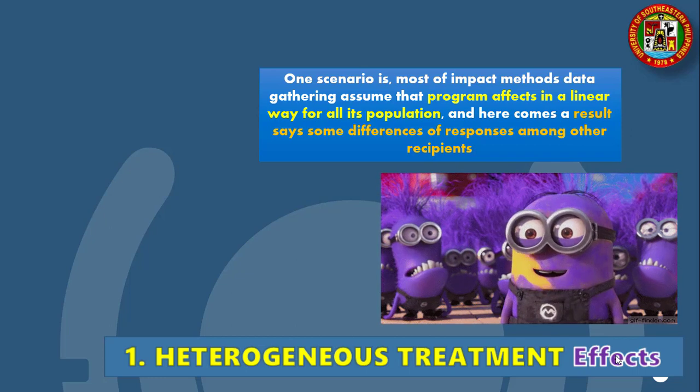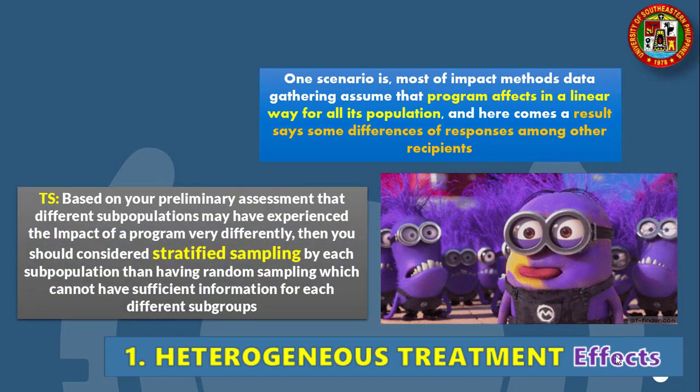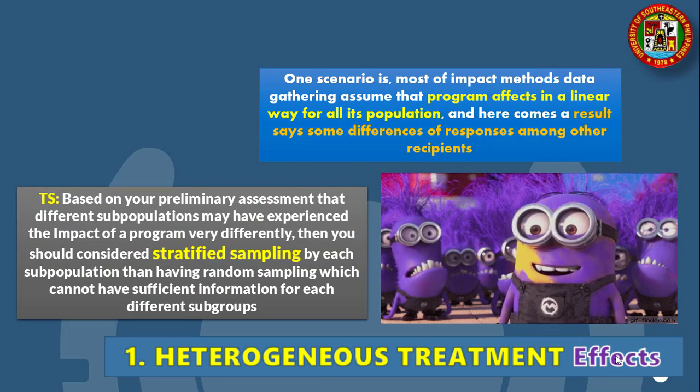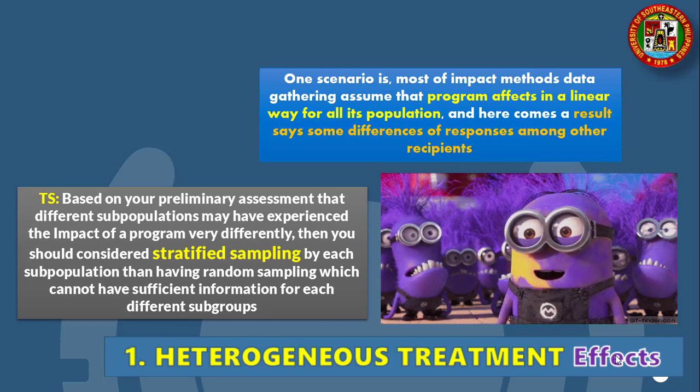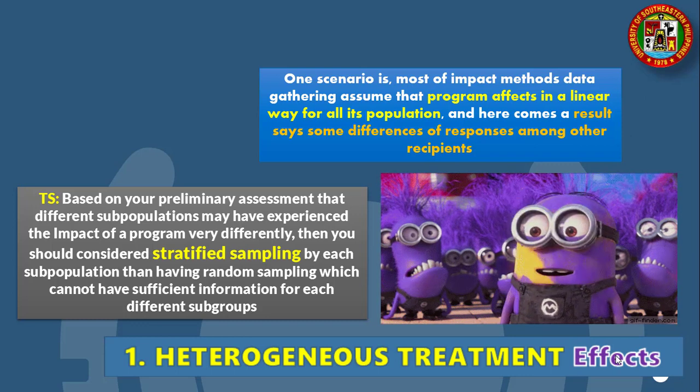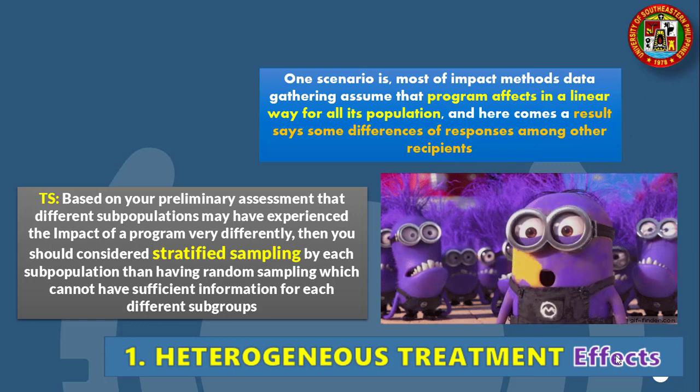How do we address this one? Based on your preliminary assessment that different subpopulations may have experienced the impact of a program very differently, you should consider stratified sampling by each subpopulation rather than random sampling, which may not have sufficient information for the different groups.